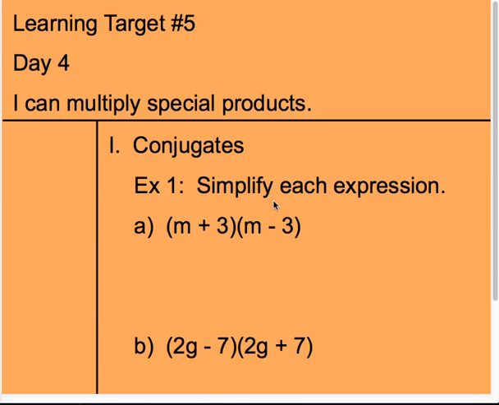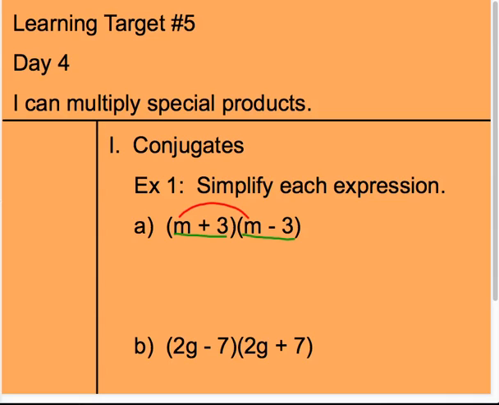The first type of special product is what are called conjugates. Now a conjugate is two binomials that look the same, but one's positive, one's negative. M plus 3, M minus 3. You don't need to memorize the term conjugates, I just used it as a label because that's what this type of special product is called. So we're going to start by distributing, just like we have distributed yesterday.